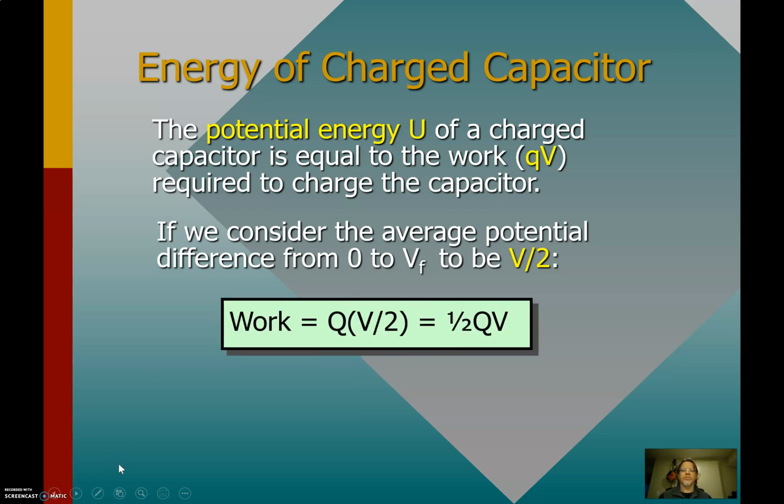Okay? So to find the work done in charging it to that maximum voltage, it's basically the average voltage times the charge is the work done, or the energy stored on it. So it turns out that's just 1/2 QV.